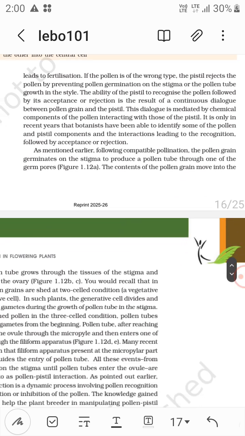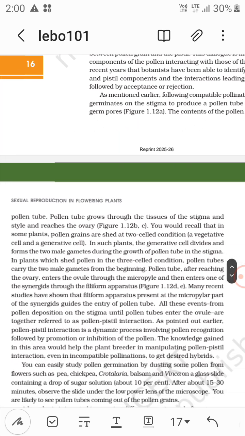The contents of the pollen grain move into the pollen tube. The pollen tube grows through the tissues of the stigma and style and reaches the ovary. You would recall that in some plants pollen grains are shed at the two-cell stage, a vegetative cell and a generative cell. In such plants, the generative cell divides and forms the two male gametes during the growth of the pollen tube in the stigma. In plants which shed pollen in the three-cell condition, pollen tubes carry the two male gametes from the beginning.